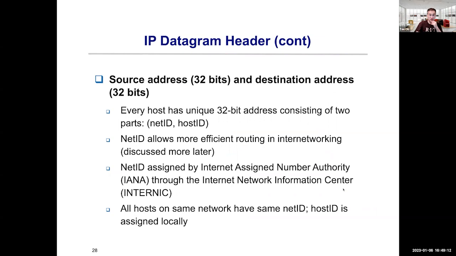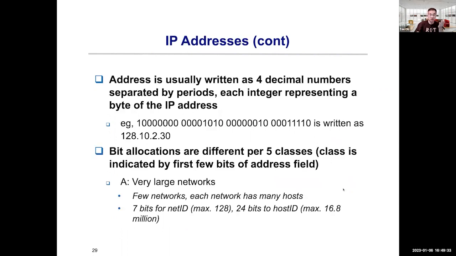There's a source address and a destination address. Every host has a unique 32-bit address. It's nothing unusual. I'm sure most of you know there's a network that allows efficient router internetworking, and I don't think I need to talk about it. An address is usually four decimal numbers, as you can see.